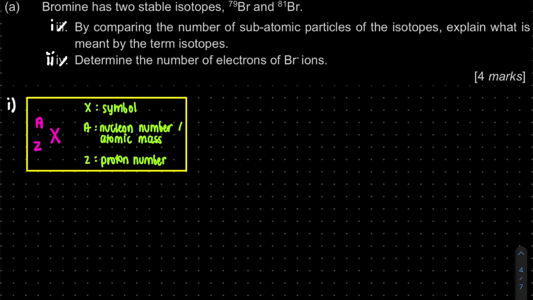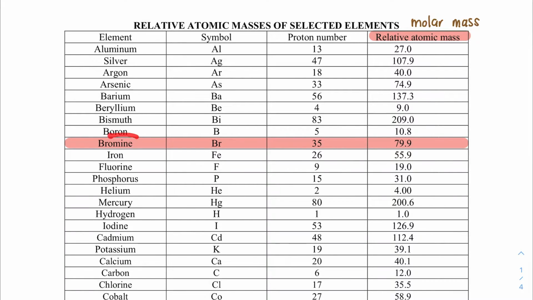Then for your isotopic notation, you need to have your proton number, the bottom part, and your top part is your nucleon number or atomic mass. The proton number can be found in your list of constant. For example, here is our bromine. Here is the symbol. Here is your proton number, which is what we call our Z. And the relative atomic mass is the same as our nucleon number, so this is our A.